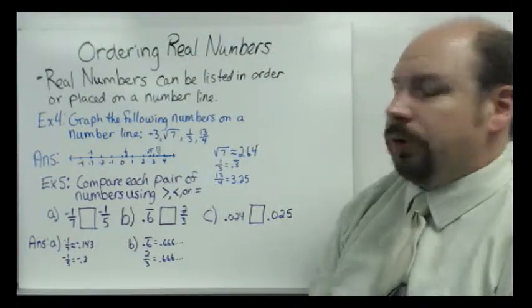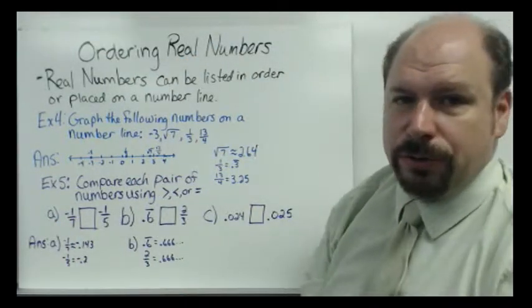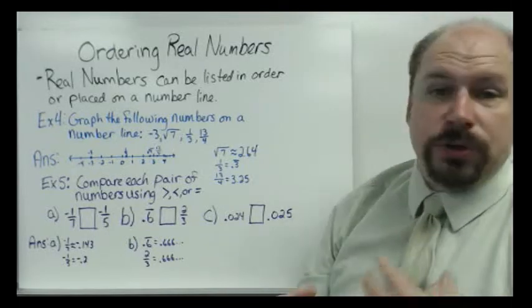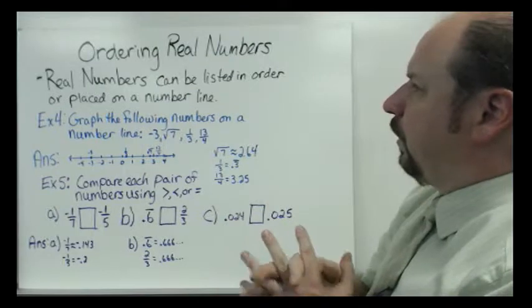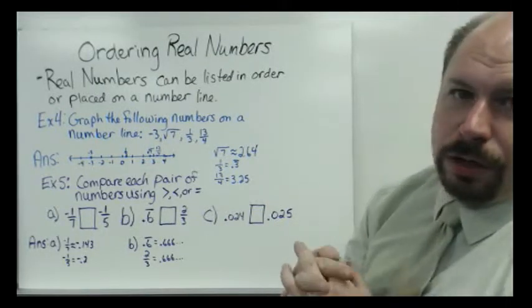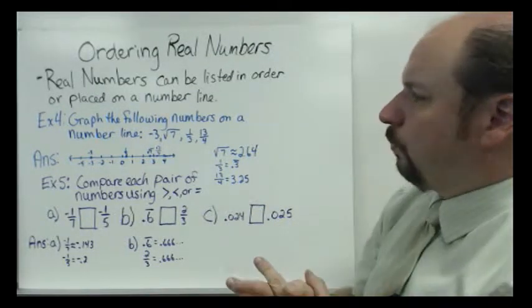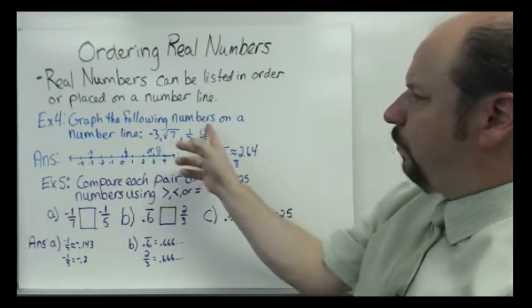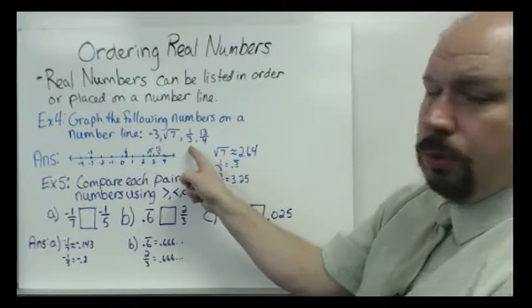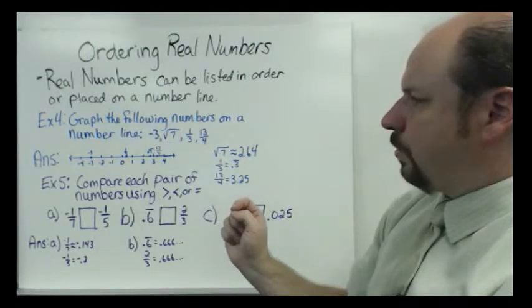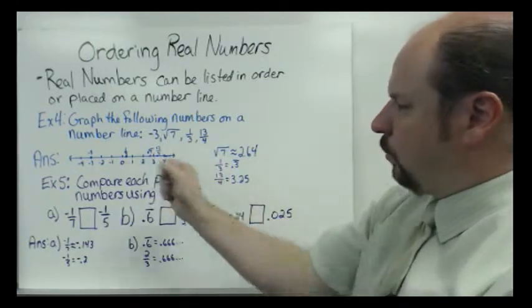Okay, so ordering real numbers. Remember, one thing we can do is order numbers, decide which one is bigger or which one is smaller. And real numbers can be listed in order or placed on a number line. So for our next example, graph the following numbers on a number line: -3, square root of 7, 1/3, and 13/4. So we're going to put all 4 of these numbers onto our number line here.